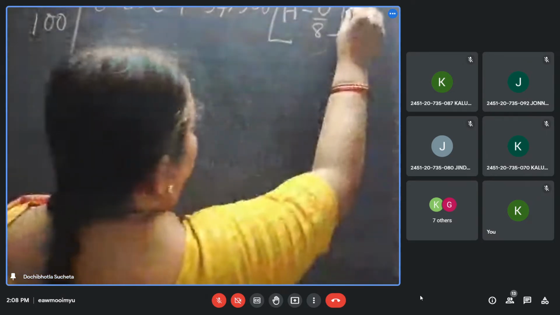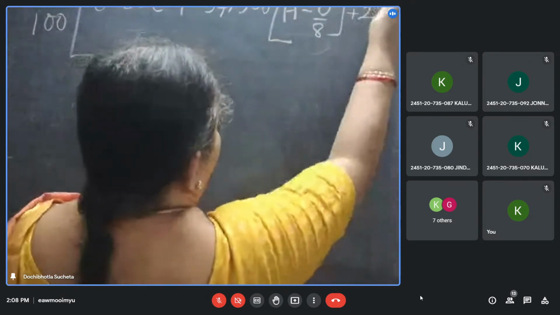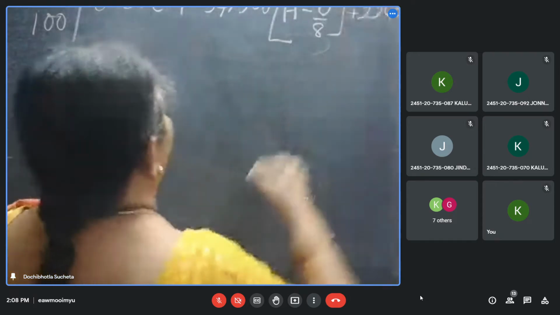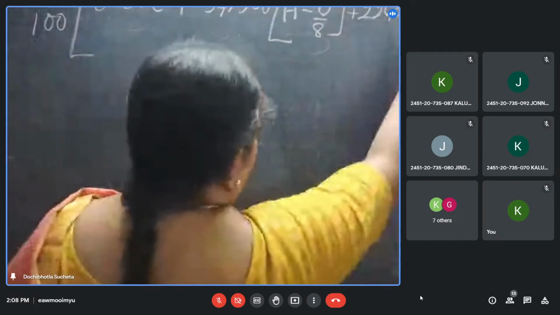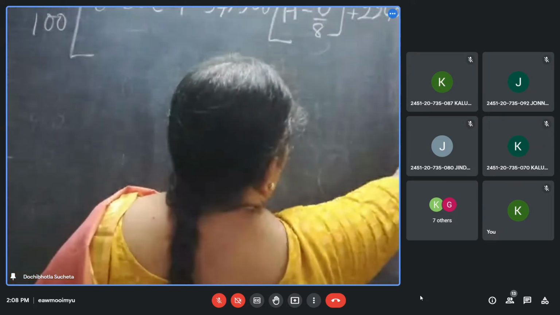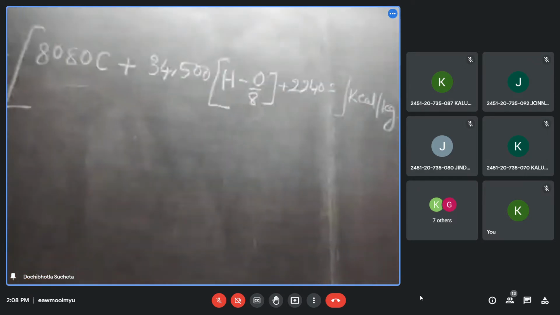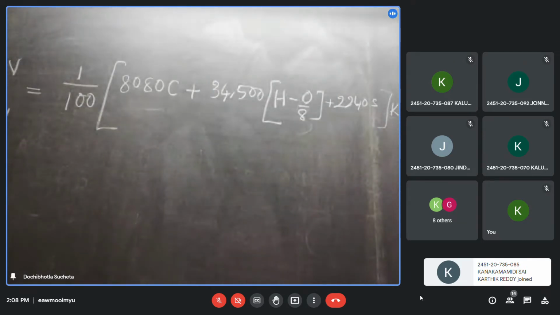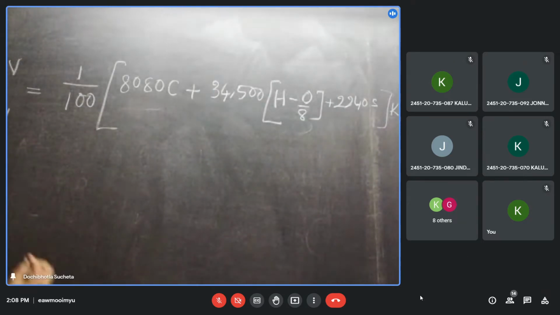And 34,500 into (H minus O by 8) plus 2240 into sulfur. The units are kilocalories per kg. Is the board clear to all of you? And there's another formula.